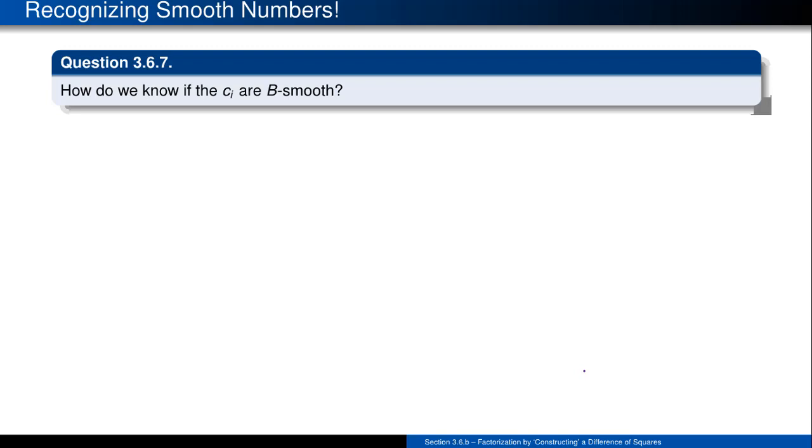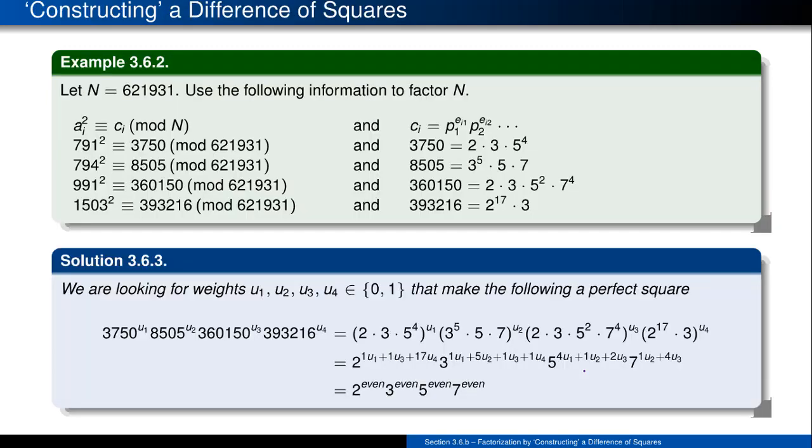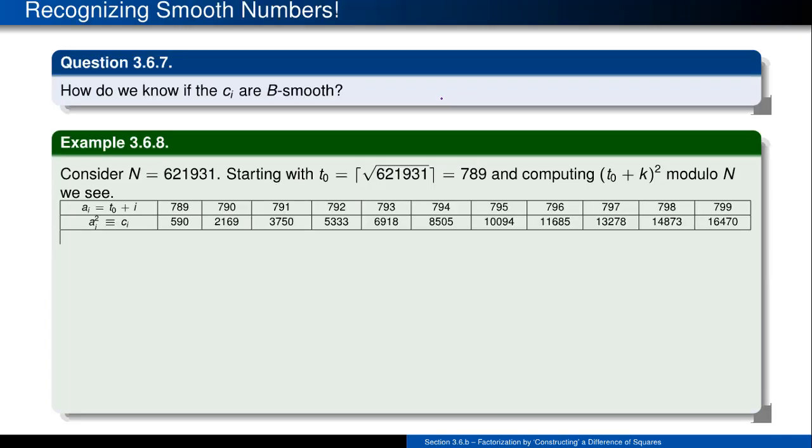So now we're going to jump back to the first question: we have this relation building stage, which is connected to the question of how we actually know that these CIs are going to be B-smooth numbers. We had these 4 over here that were all 7-smooth, and that was great because I could do some very quick arithmetic on those to generate some of these factorizations. But I have to do that a little bit more cleverly.